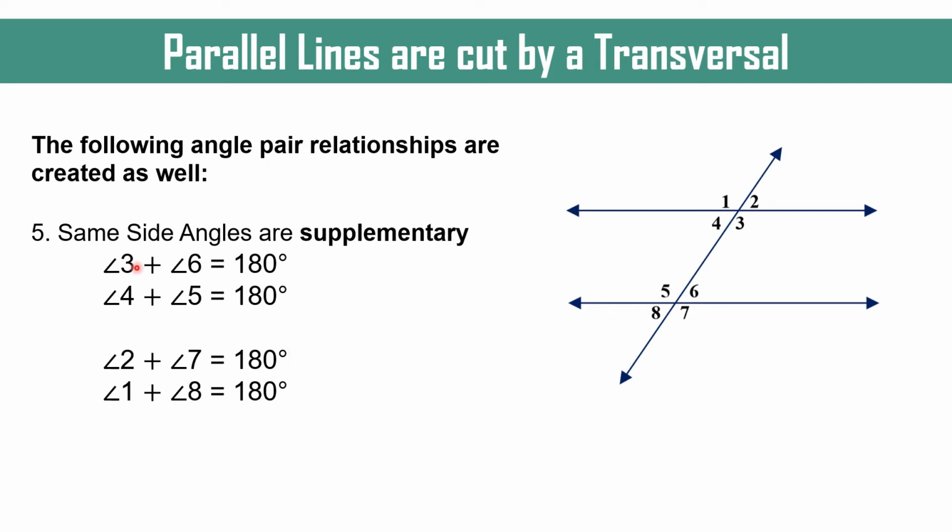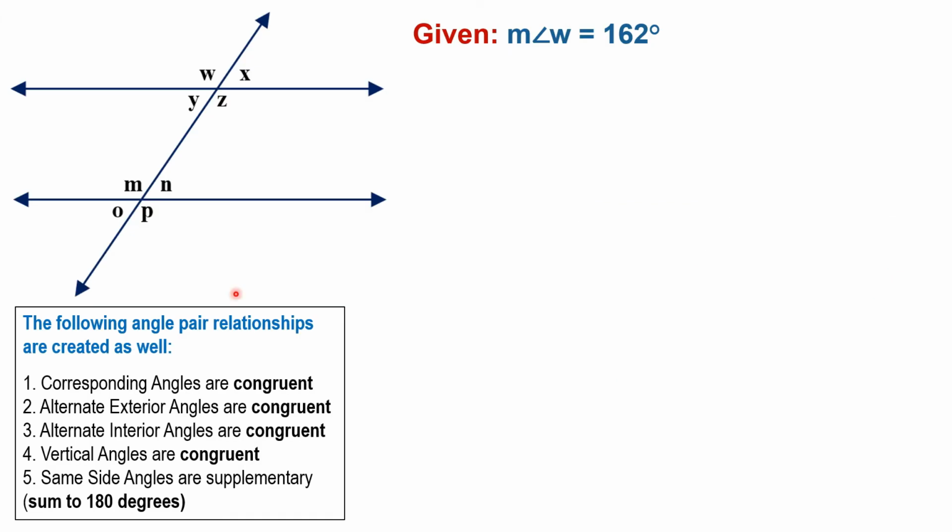So for example, let's use 3 and 6. If angle 3 measures 150 degrees, what must be the measurement of angle 6? Of course, since they are supplementary, what you have to do is to subtract 150 from 180. You'll get 30 degrees. So the measurement of angle 6 must be equal to 30 degrees. To recheck your answer, you may add these two measurements. So 150 plus 30, as you can see, your answer will be 180. So they are supplementary.